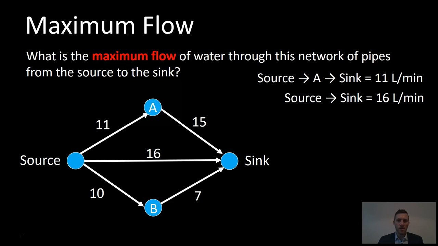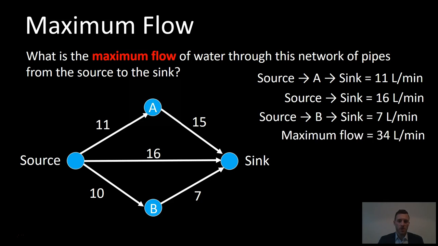The final path along the bottom travels through B. 10 litres per minute can flow into B, but only 7 litres per minute can flow out of B. B could be a restrictor, or the pipe from B to the sink could have a smaller diameter restricting the flow. Whatever the reason, the maximum flow of water that can flow to the sink along this path is 7 litres per minute. Now we can calculate the maximum flow through the network by adding the individual paths. The total flow is 34 litres per minute through this entire network.